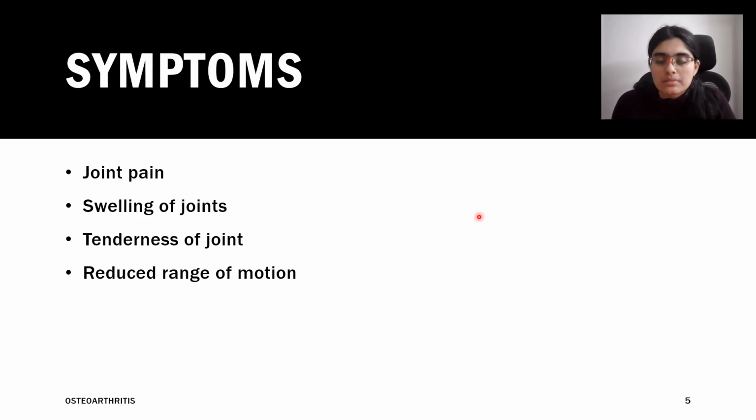The most common symptoms that patients often present to the OPD with are joint pain in the respective joint, swelling of the joint, tenderness of the joint, and an obvious reduced range of motion where the patient says that they're not able to perform as many activities as they earlier were. An important consideration would be osteoarthritis of the knee joint, where very often some patients complain of locking of the knee, where they're not completely able to extend the knee and perform the desired function.